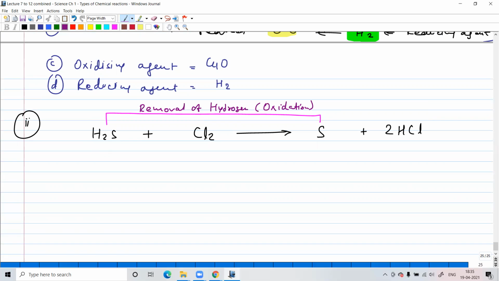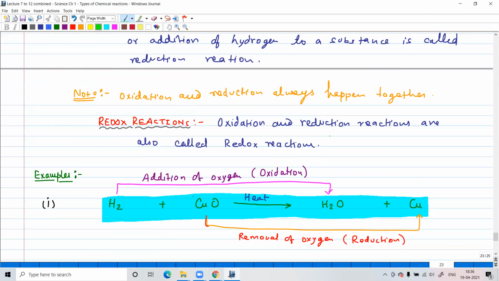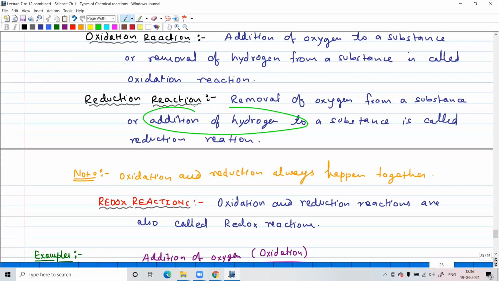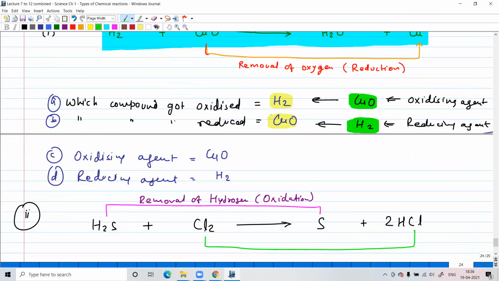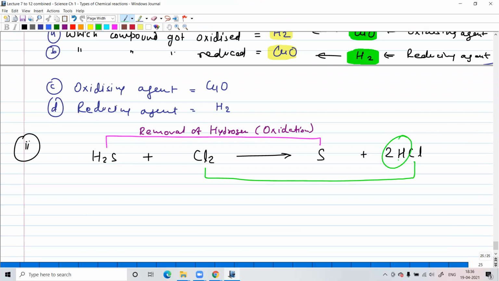And what about the other one? Where is the reduction happening? See, this chlorine, hydrogen got added, right? So addition of hydrogen, what did we call it? Addition of hydrogen is called reduction. So when chlorine became HCl, this hydrogen got added to chlorine. So addition of hydrogen, that's why it will be reduction.